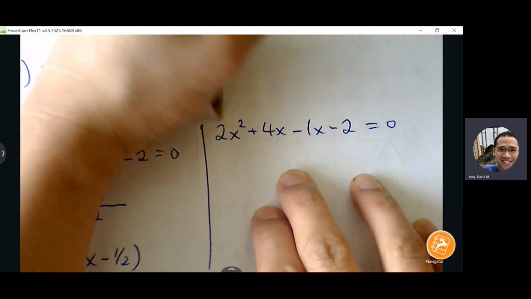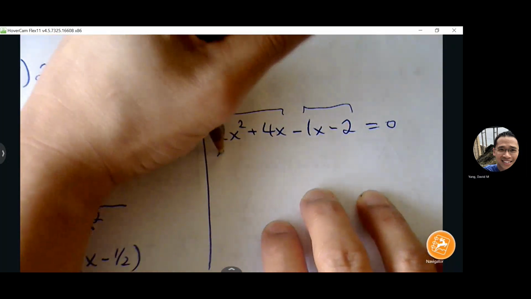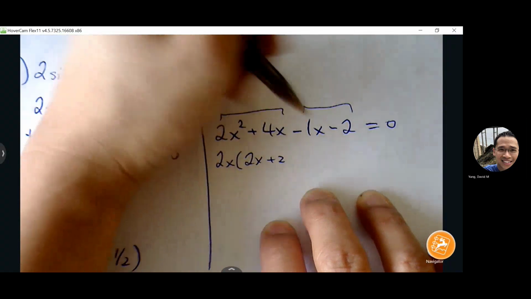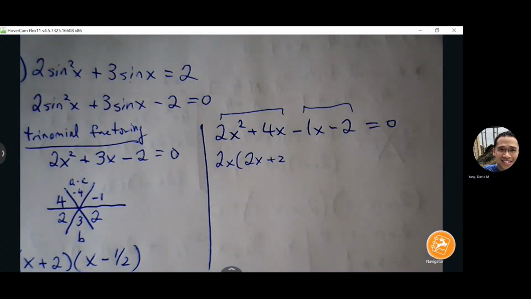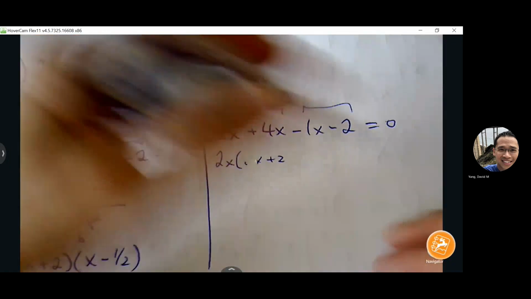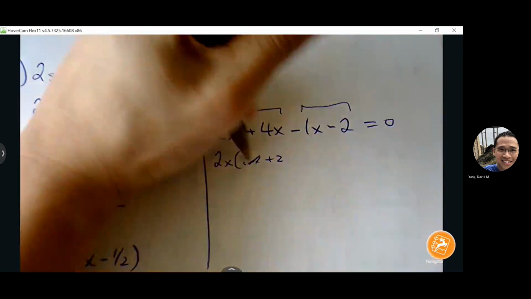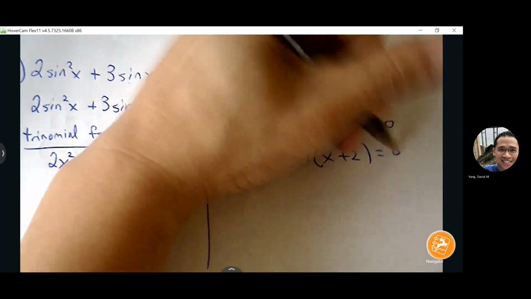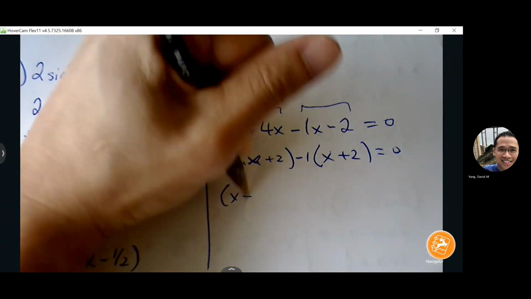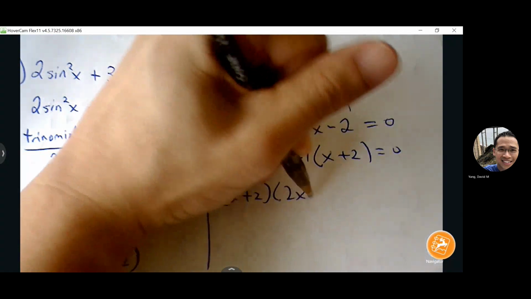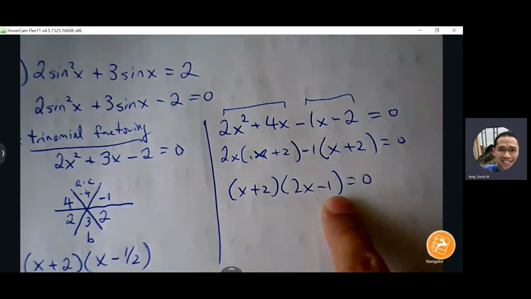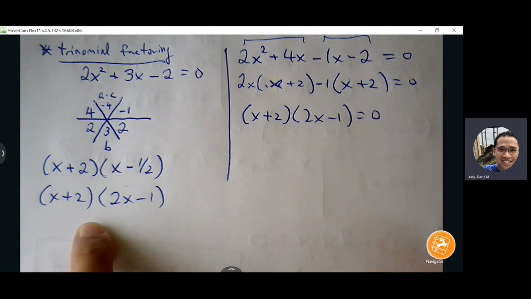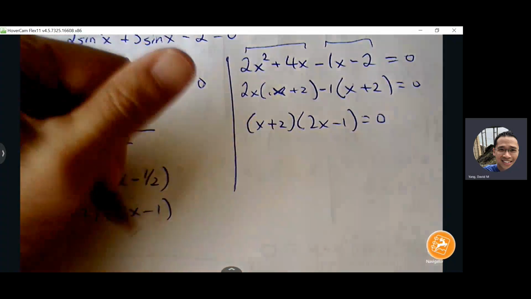And so if you want to go through a grouping method here, GCF is 2x. Sorry, x plus 2. Okay, we get the same result either way. Bring your sine function back in.